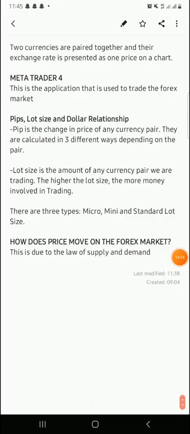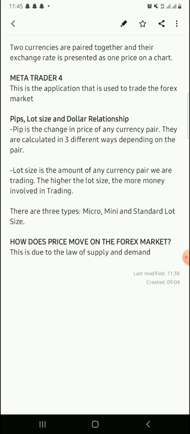Now, the next thing we'll be discussing is how price moves on the forex market. So you saw on the chart that price was moving. Okay, you can see how the euro-USD was moving. And one thing about the forex market is that it's open 24/5. What does that mean? It's open from Monday to Friday. It's not open on the weekends.